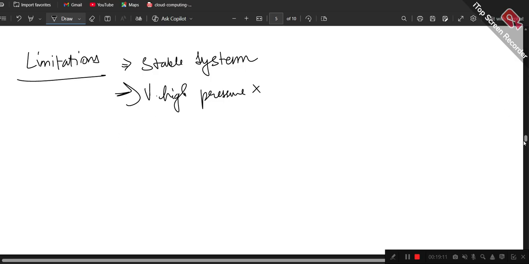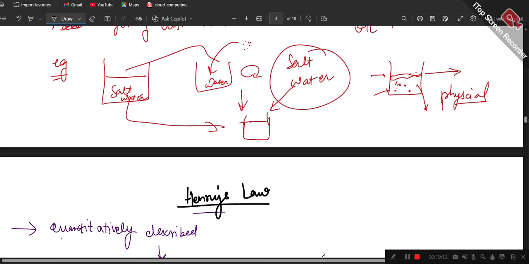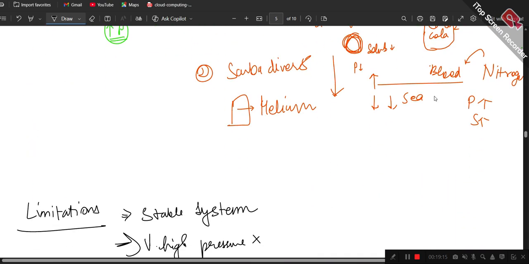So this was all about Henry's law that you need to know and write. This was all that was needed. Just put it into your own words and you're good to go for an answer.